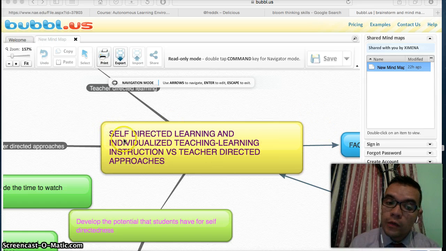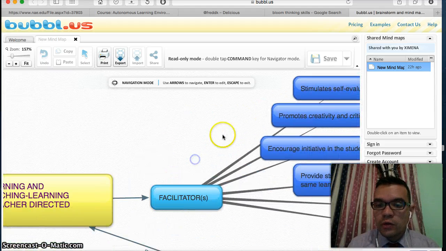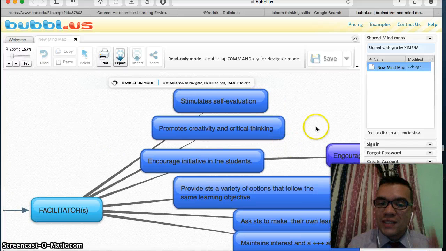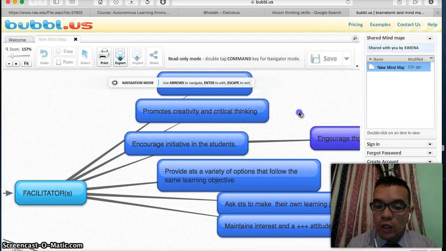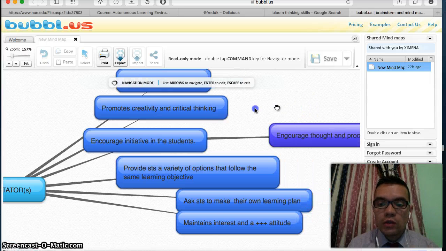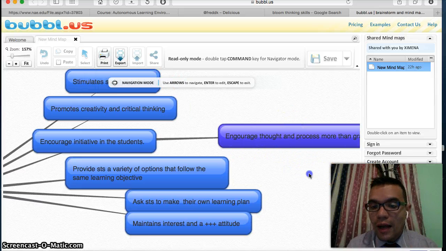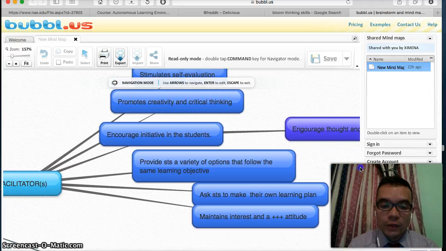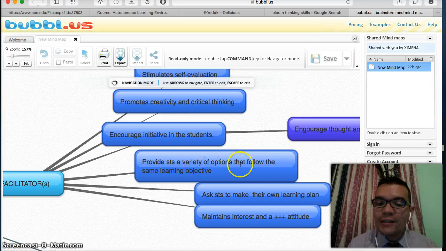Okay, let's start with self-directed learning. We, as facilitators, should be stimulating self-evaluation from students. We should be promoting creativity and critical thinking. We must be encouraging initiative in the students. We gotta encourage thought and processes more than grades. We should be providing students a variety of options that follow the same learning objective.